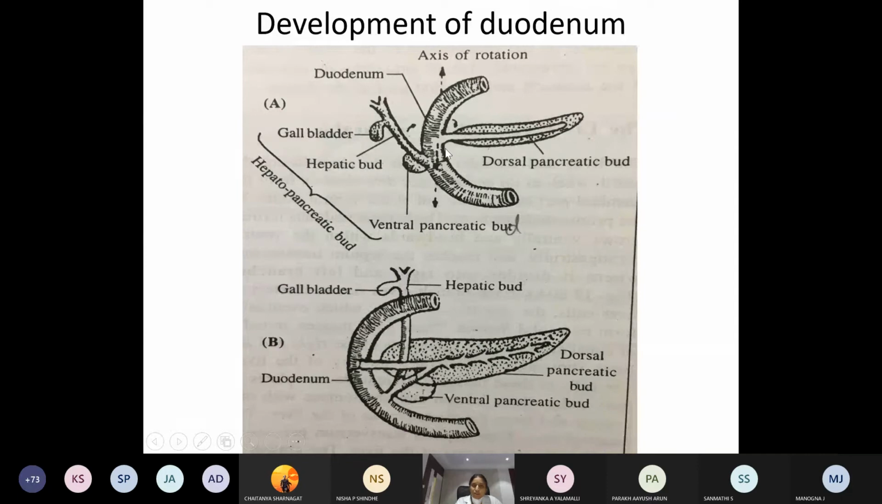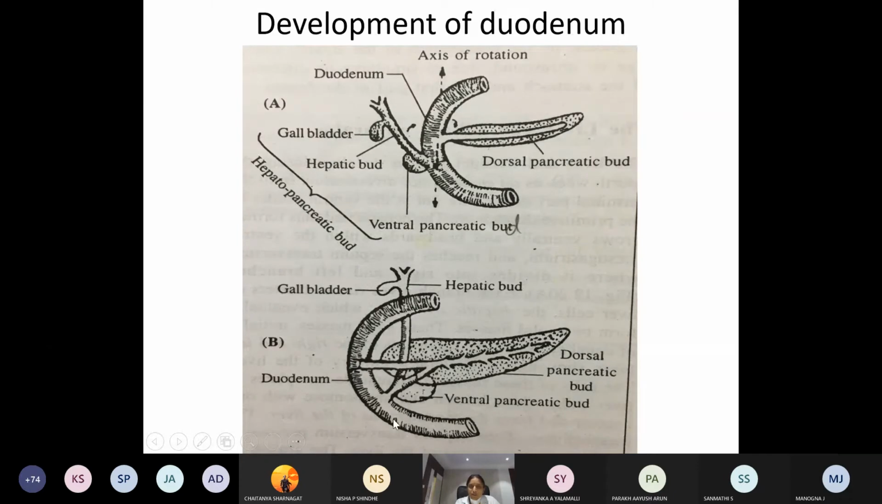Initially anterior and posterior borders. Once this also undergoes rotation, the duodenum also undergoes rotation. The second part of the duodenum undergoes axial rotation. Clear? When it undergoes axial rotation, what will happen to this hepatic bud here? This is the hepatic bud. When this part moves posteriorly, eventually it carries the hepatic bud behind. Clear? That is why you see that later, the initial stage is here.